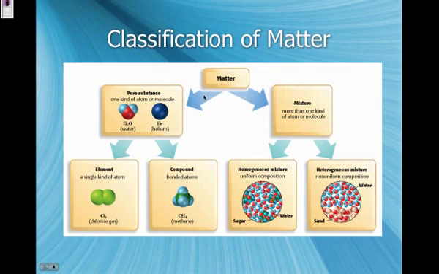So matter can be either pure substances or mixtures. Pure substances can be an element, which is all the same atoms, or a compound, which is made up of several different atoms. Mixtures, we have the homogeneous and heterogeneous here, where you can see the difference.